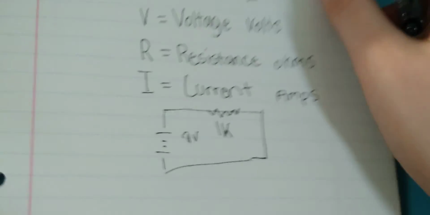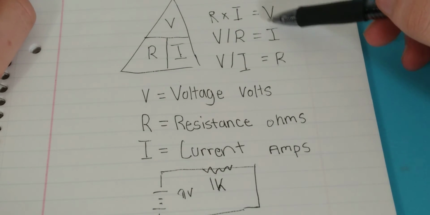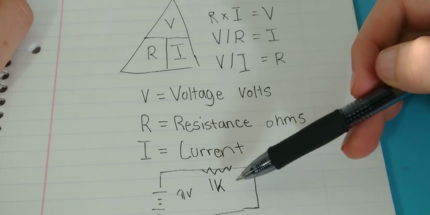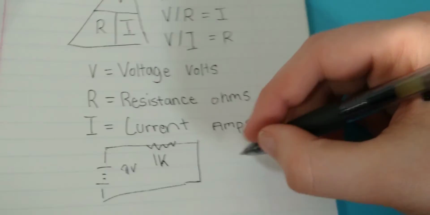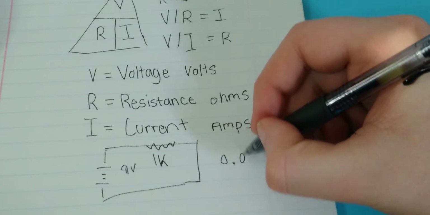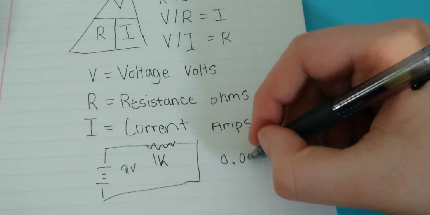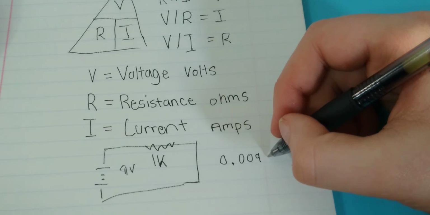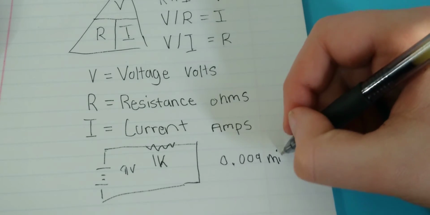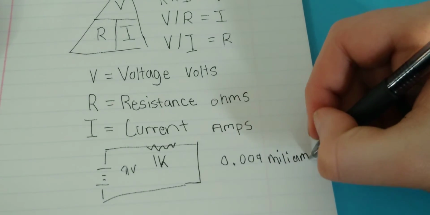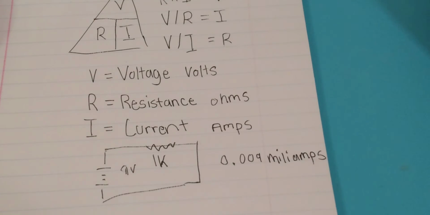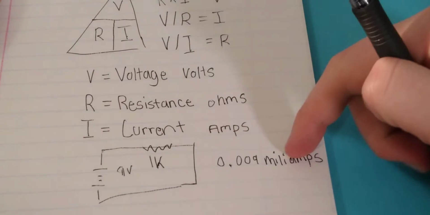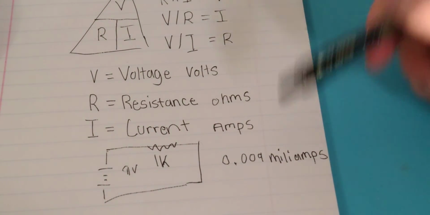Now say you wanted to find the current of the circuit. You would do voltage divided by resistance. And that will be 0.009 milliamps. So the amperage of this circuit, or the current of this circuit, would be 0.009 milliamps.